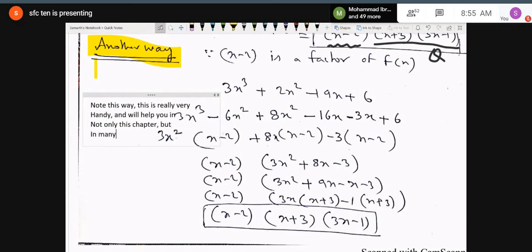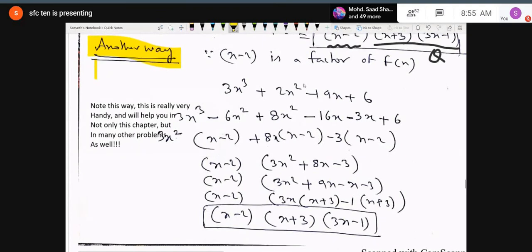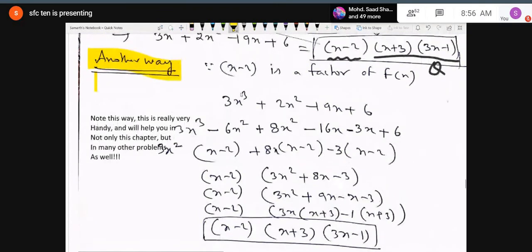So what I have done is write x minus 2 three times, x minus 2, x minus 2, x minus 2, without any sign. Then I complete the middle line after seeing the first one. If x minus 2 is multiplied by 3x square, what are the first two terms we get? 3x square into x will give you 3x cube. 3x square into minus 2 will give you minus 6x square.